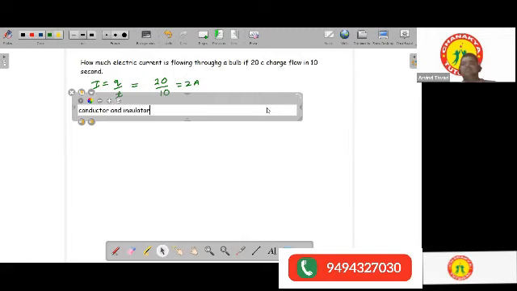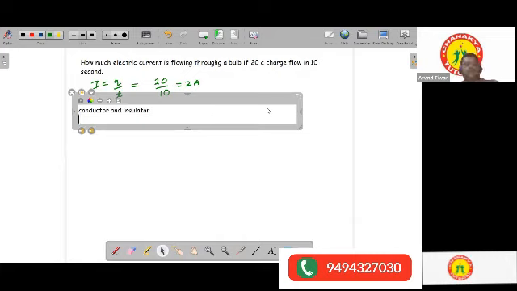Conductors are the substances which can conduct electricity. Insulators are the substances which cannot conduct electricity. So I'm giving you some objects, and you have to tell whether they are conductors or not.